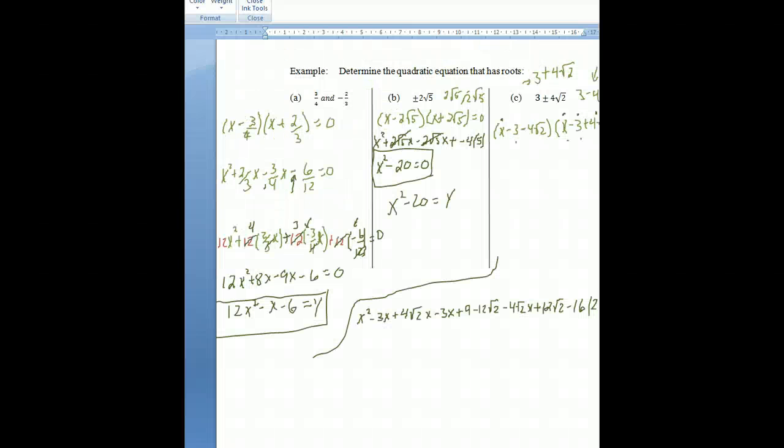Alright, as I said, this was going to be longer. So you have 9 terms. Now we have to simplify where possible. There's only going to be one x squared term. So we have negative 3x, negative 3x, so negative 6x. We have positive 4 root 2x and negative 4 root 2x. So both of these will cancel.